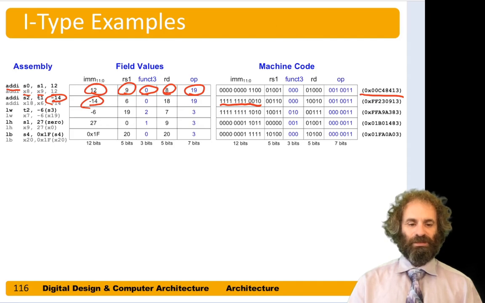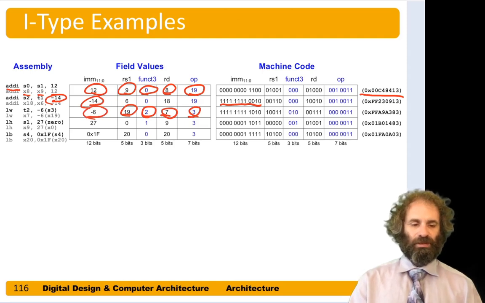Another example of an I-type instruction would be a load. For instance, load word has an opcode of 3, a funct3 field of 2. The destination register is T2, which is register 7. The base address is RS1, it's S3, which is number 19. And the offset here is -6.